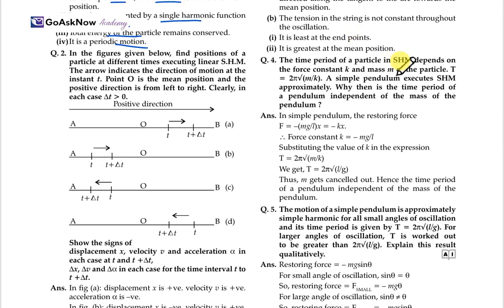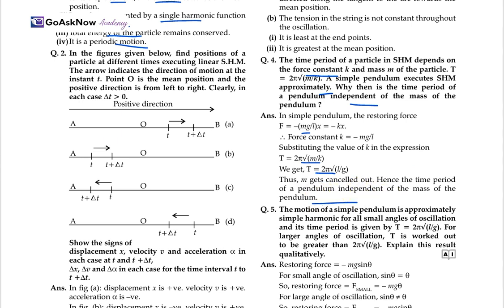The time period of a particle in SHM depends on the force constant K and the mass m of the particle: T equals this equation. A simple pendulum executes simple harmonic motion approximately; show that the time period of the pendulum is independent of the mass of the pendulum. In a simple pendulum, the restoring force F equals minus mg x by L, or minus kx we can write, as mg is a force only. So K will be equal to mg by L. Substituting the value in the expression T equals 2 pi square root of m by K, here we get T equals 2 pi square root of L upon g. Thus m gets cancelled out and the time period of the pendulum does not depend on the mass of the pendulum.